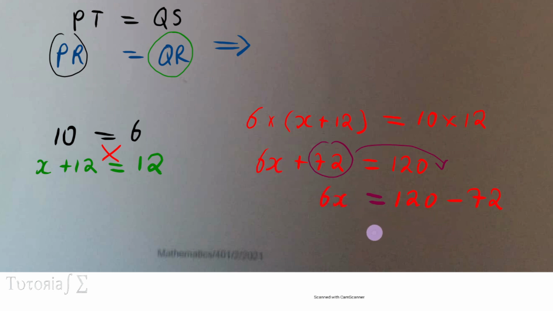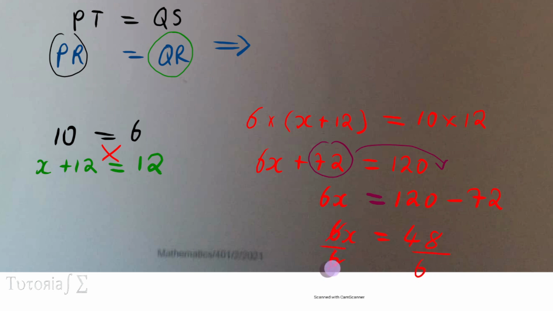Then here we can simplify. What is 120 minus 72? That will give us 48. And this side we have 6X. Now we just need to remain with an X part alone here. So we divide by 6, the number that is here, throughout. So this will be over 6, and here over 6.